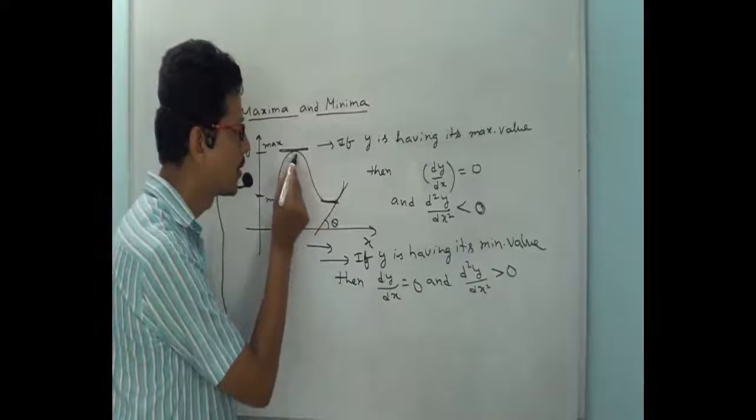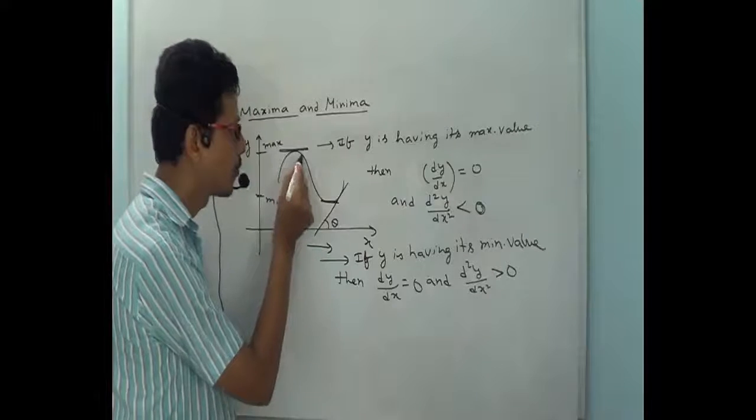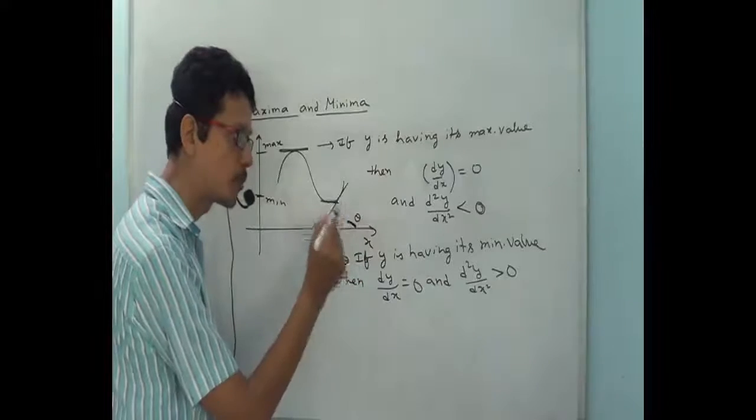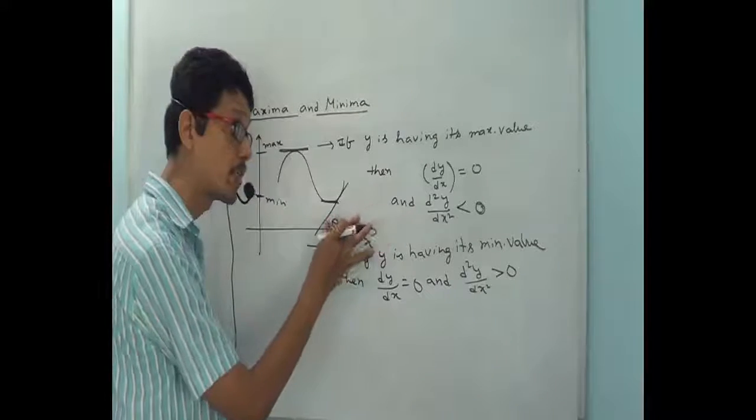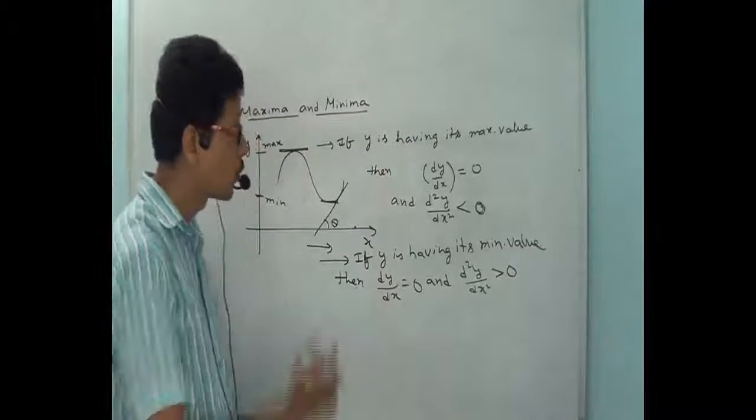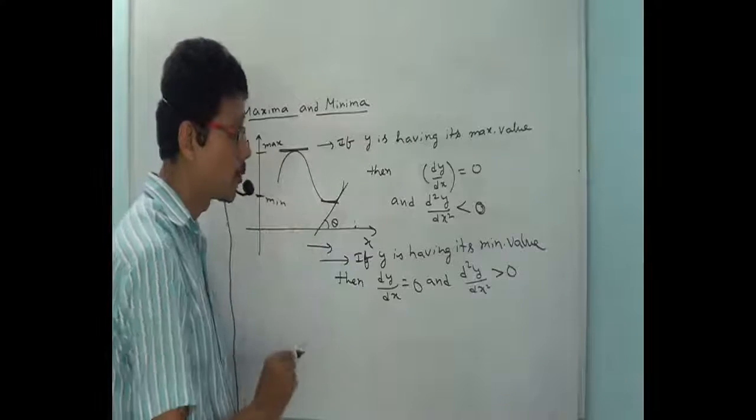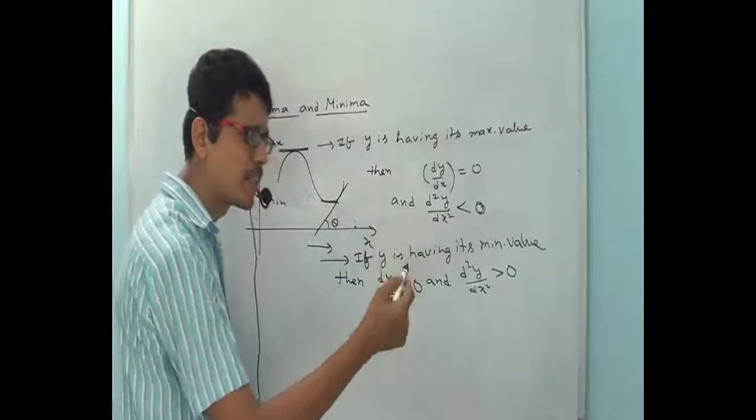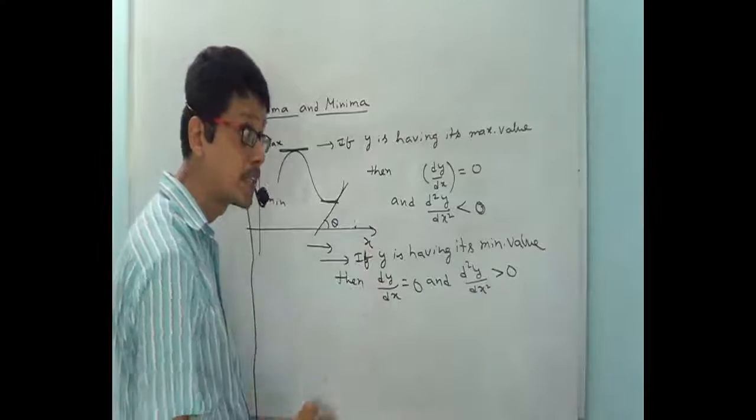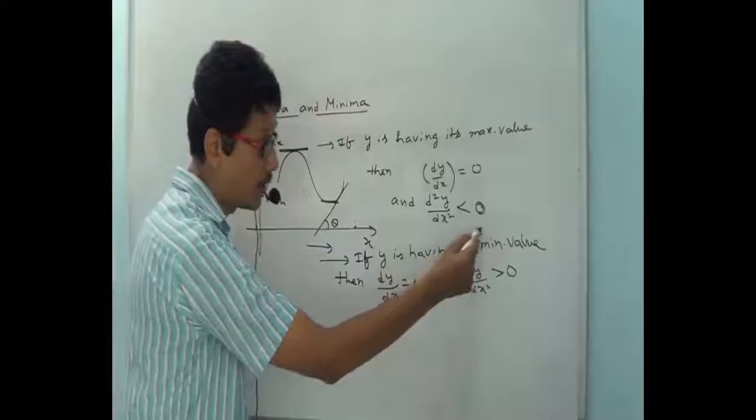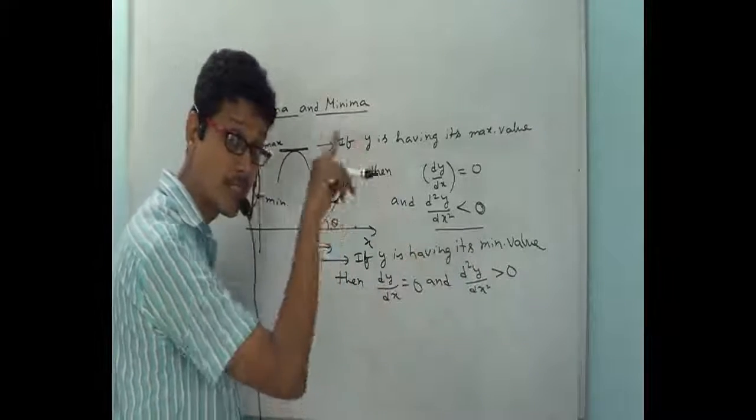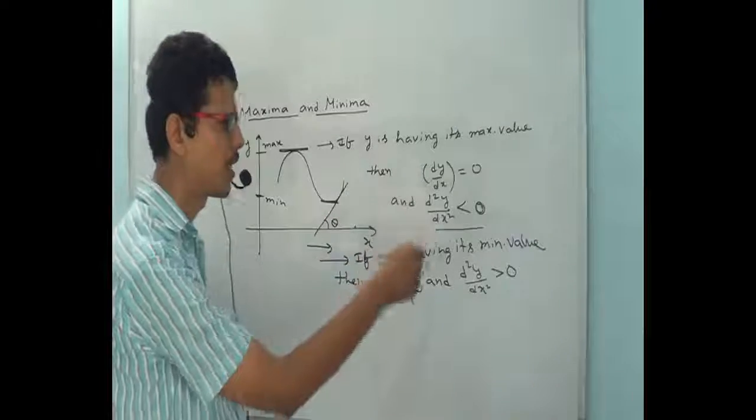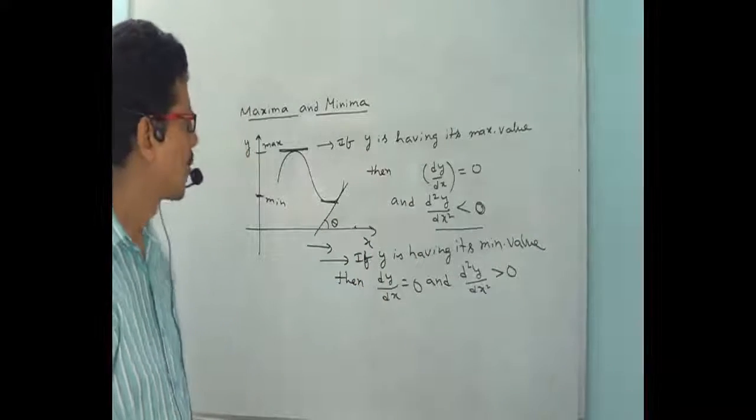And what about this function? After attaining its maximum value, if we draw a tangent, with the positive x-axis it will make an obtuse angle. What is tan of the obtuse angle? Negative. So slope is becoming negative. Then dy by dx is becoming negative. So the second derivative is becoming negative, which means that function has attained its maximum value. Write down this. I will explain with the help of an example.